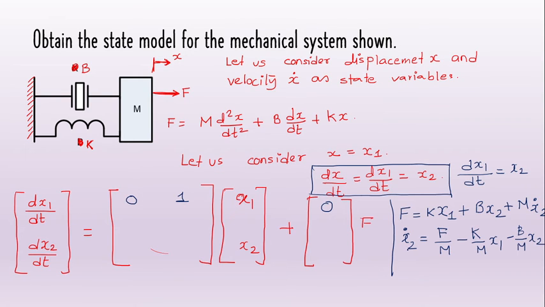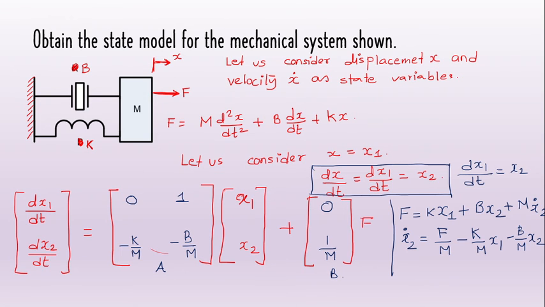If I write this equation here, what am I getting? It is f by m, which is associated with the force, so it will be 1 upon m here. Next, what is associated with the first variable? It is minus k upon m. And what is associated with the second variable? It is minus b upon m. So this is the state equation. This is my A matrix. This is my B matrix.